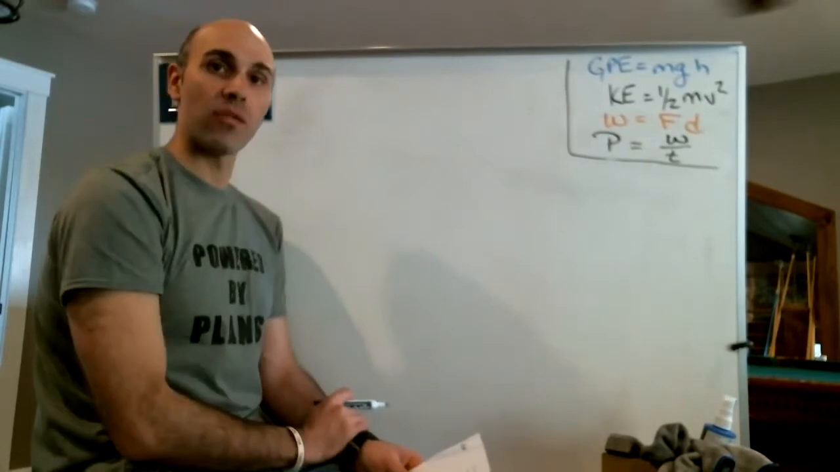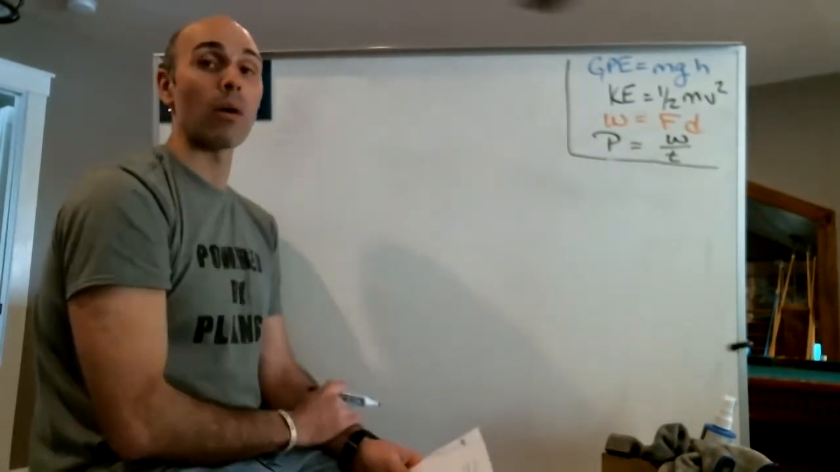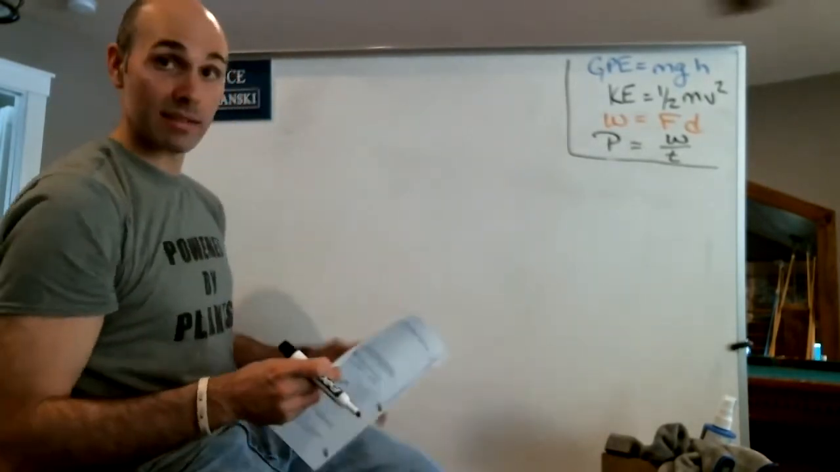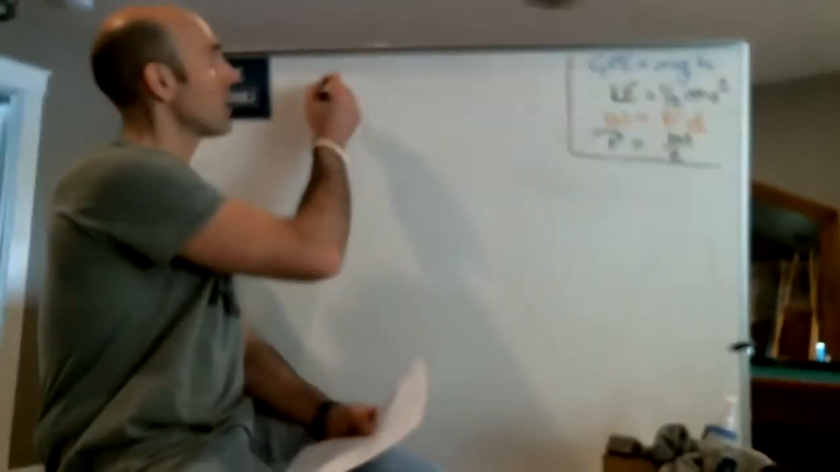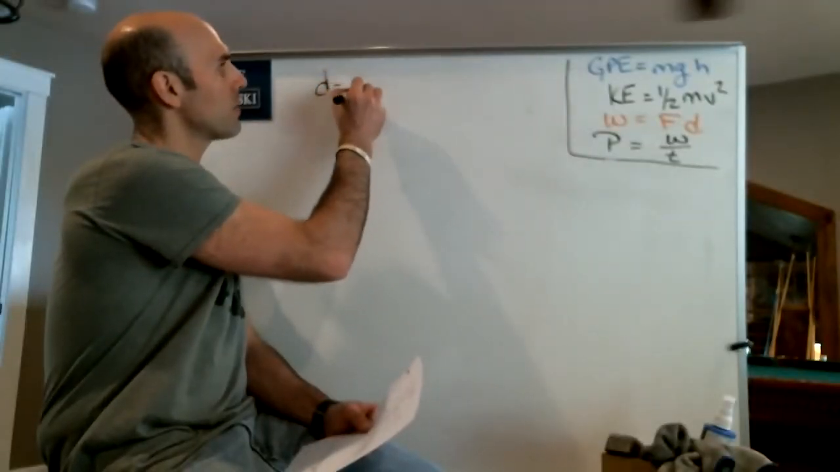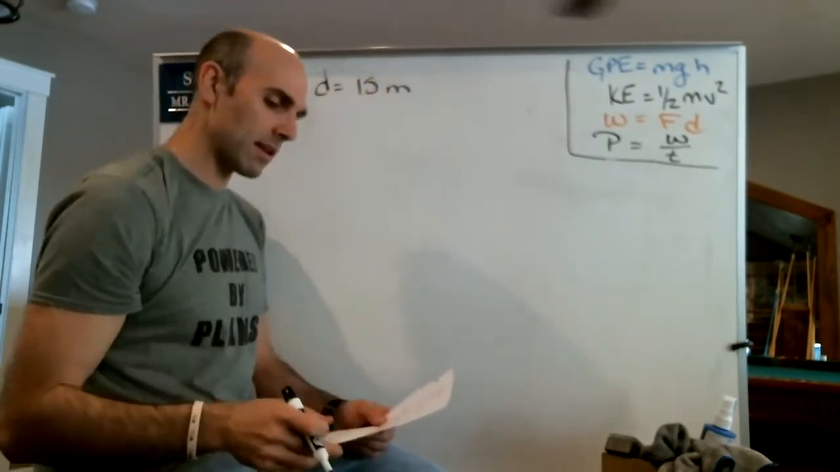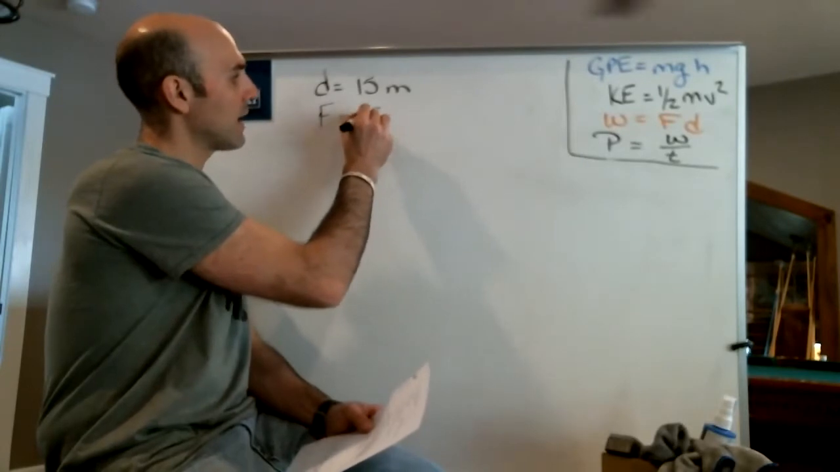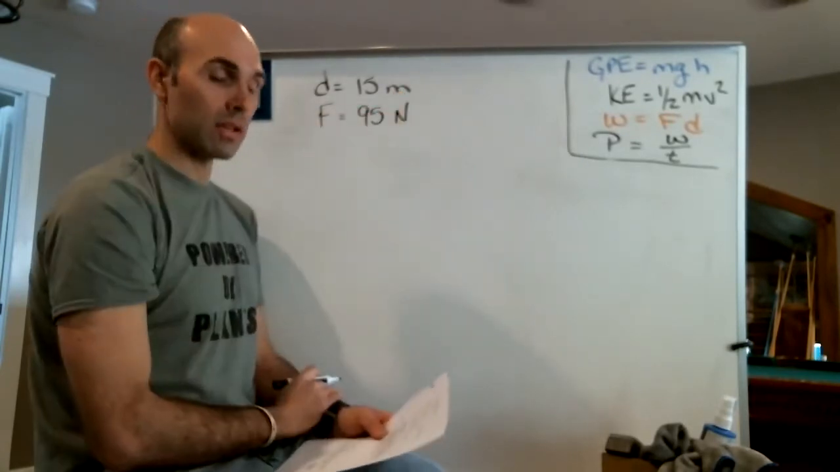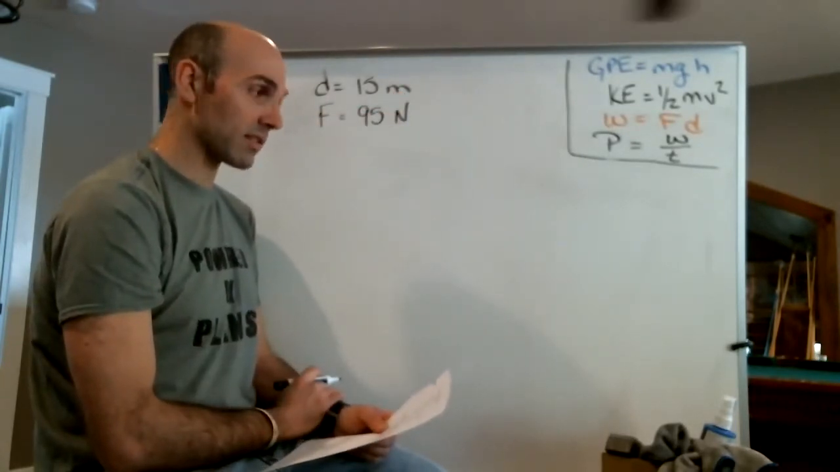All right, work is force times displacement, and power is work divided by time. So let's start off by trying to solve this one. We have some information. We see that he's dragging the suitcase 15 meters. So we have a displacement of 15 meters, and we know that he's using a force of 95 newtons. Okay, how much work does he have to do?